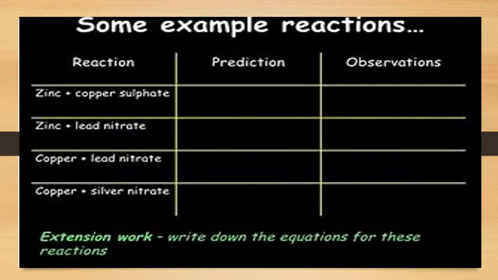Here are some examples where you need to predict the products of the given reactions and also write the observations. Zinc when reacted with copper sulfate, zinc when reacted with lead nitrate, or copper reacting with lead nitrate or silver nitrate. So write your prediction and observations.